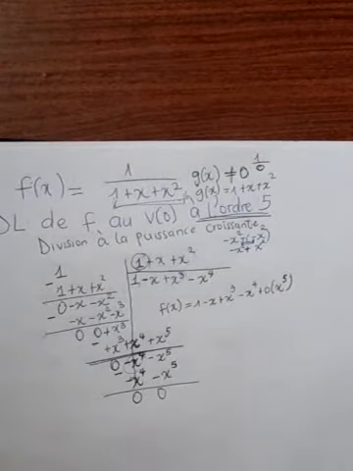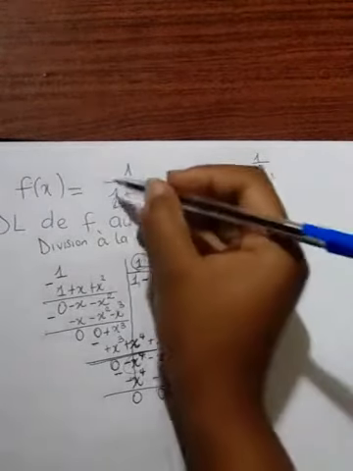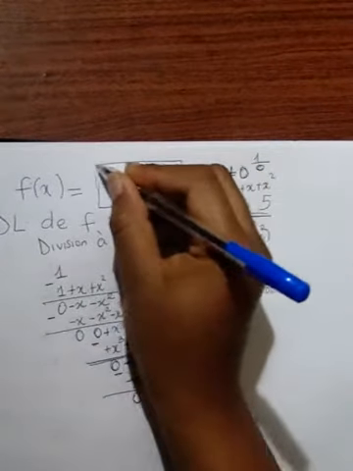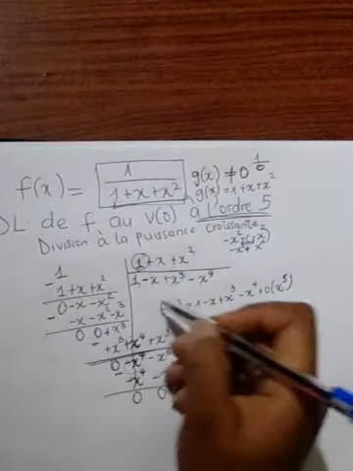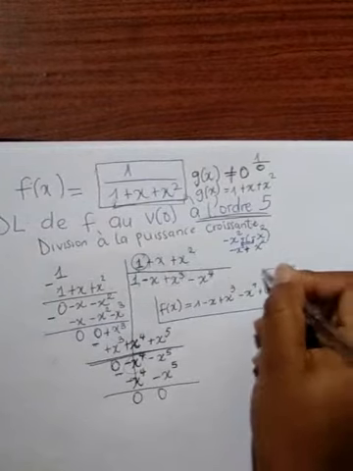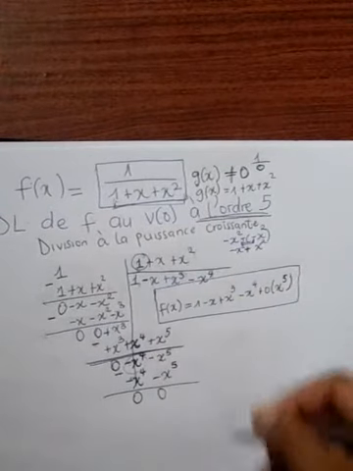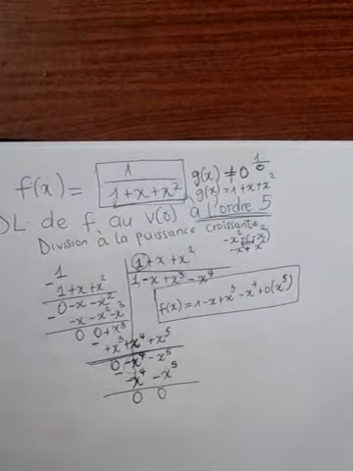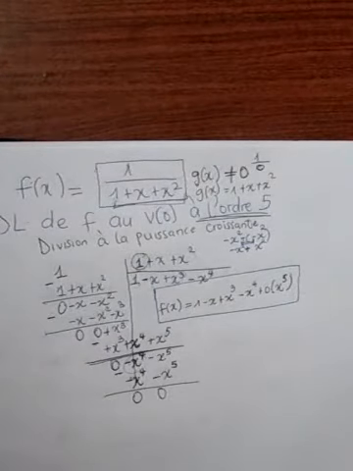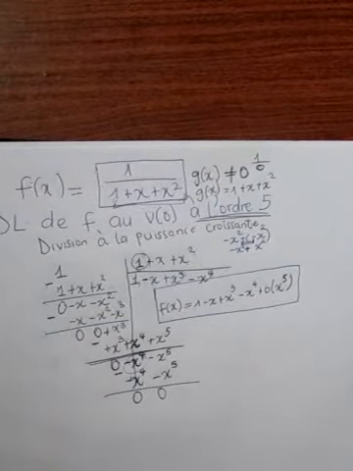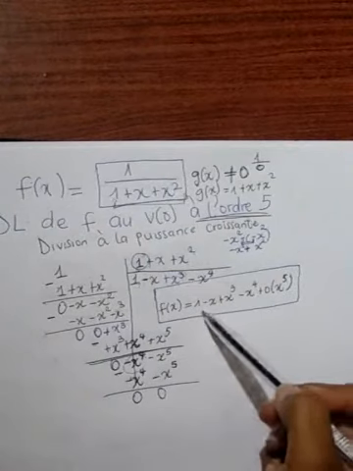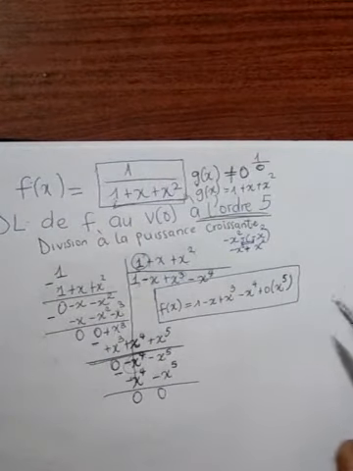So the DL of 1 over 1 plus x raised to the power of 2 to the order of 5 is this right here. You can be told to take it to the order of 6, 7, 4, 3, 2. You just carry out the same operation that we've done right here, the division à la puissance croissante. That's dividing but in an increasing order.